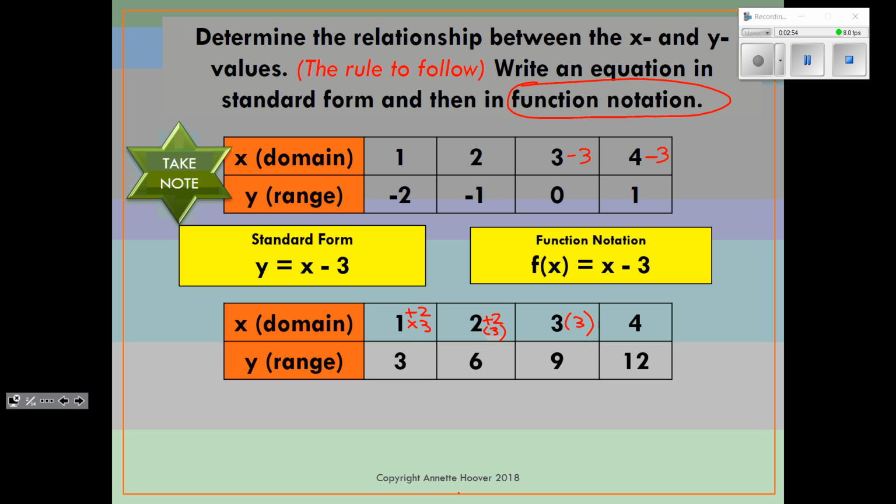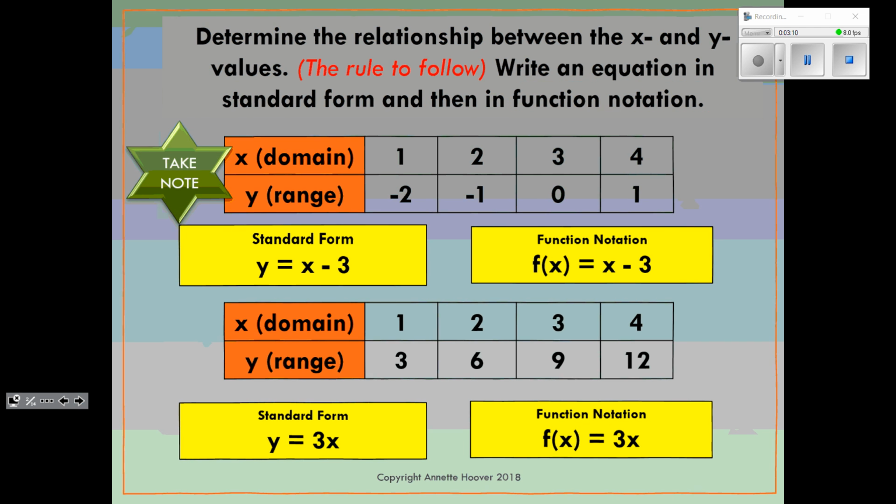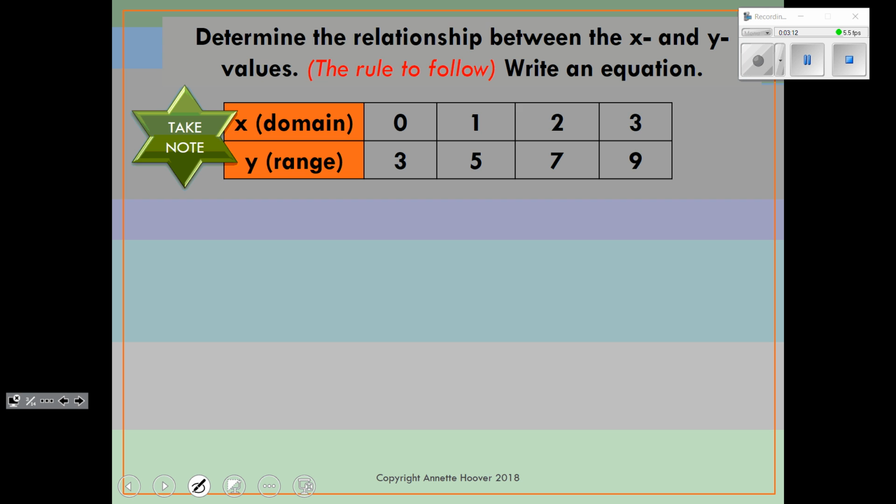Let's check it here. Multiply times 3, that would be 9. Multiply times 3, that would be 12. So that works. So we write that as y equals 3x. And to write it in function notation, we replace the y with f of x. The next one is on your notes.